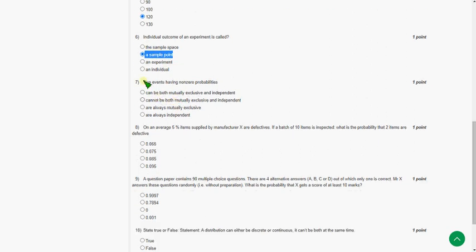So the seventh question: 2 events having non-zero probabilities. Two events having non-zero probabilities cannot be both mutually exclusive and independent. So the second option.